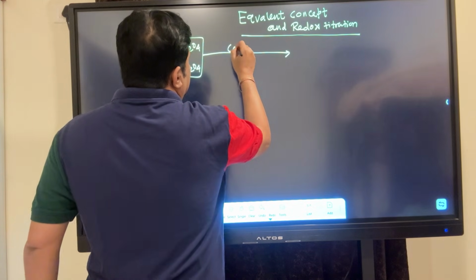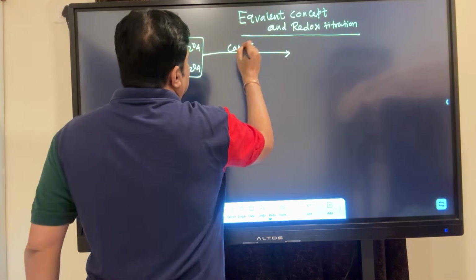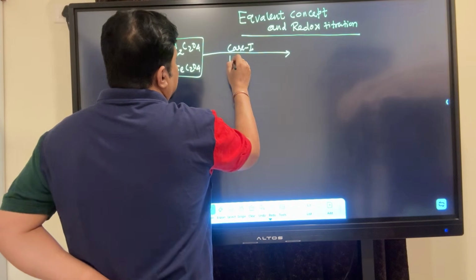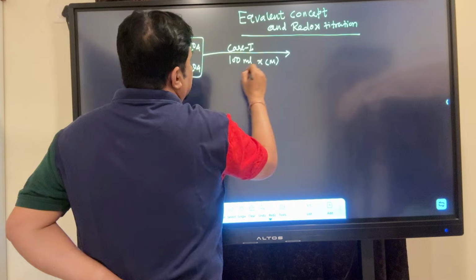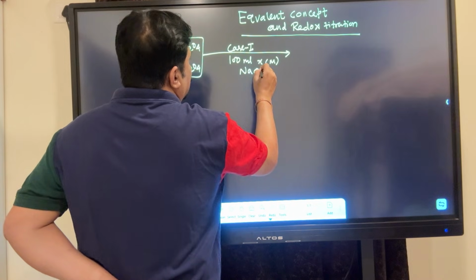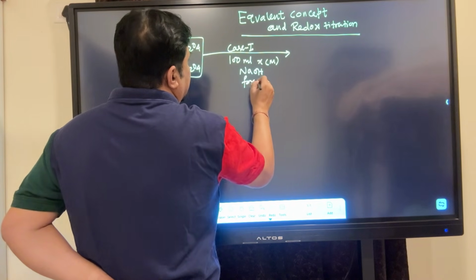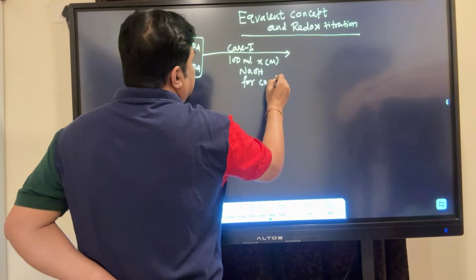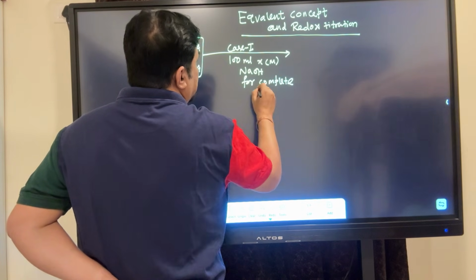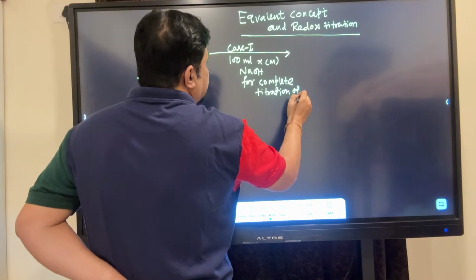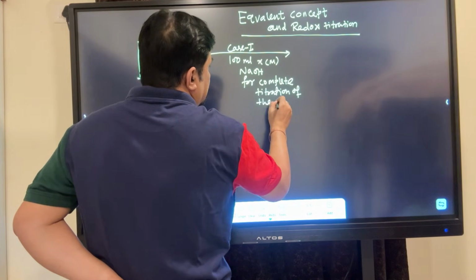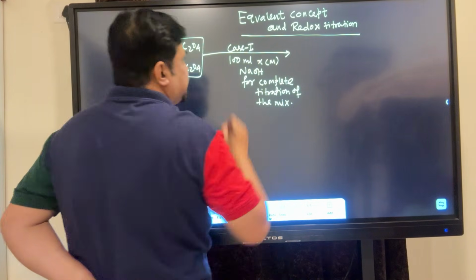Case 1. In case 1, what is required? They are telling 100 ml of X molar NaOH required for complete titration of the mixture. Now this is the case 1 they are telling.